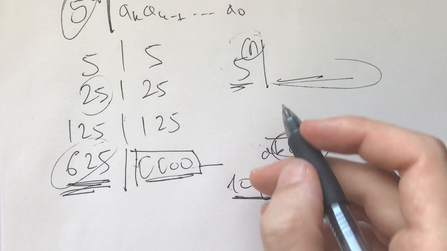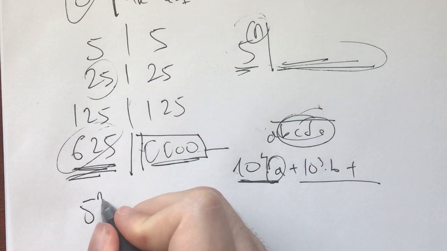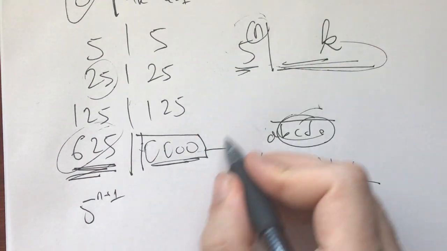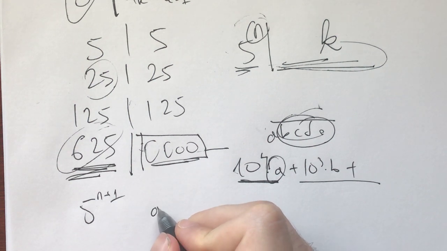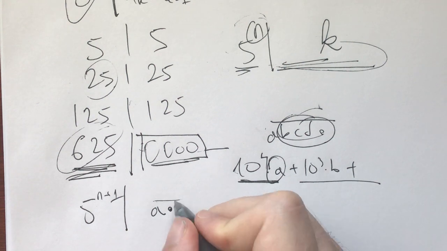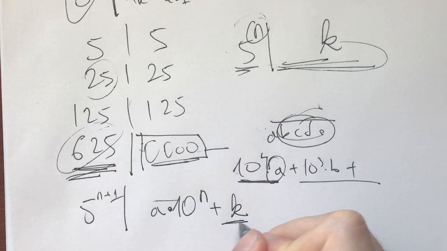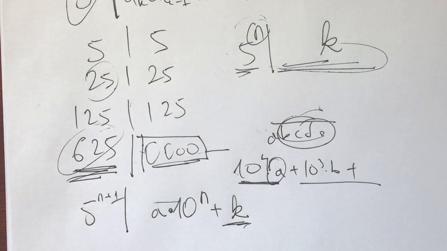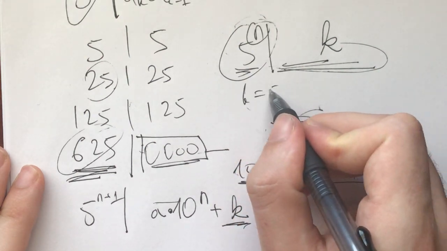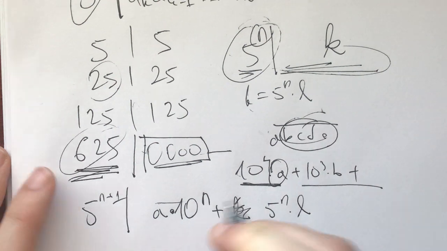Assume we've done this for 5 to the n, we found n digits, and now we look at what happens. Let's call this number k. And now what happens when we append a to the beginning of k? Well, that number is a times 10 to the n plus k, because k is an n-digit number. But what we know is that 5 to the n divides k, so let k be equal to 5 to the n times l.